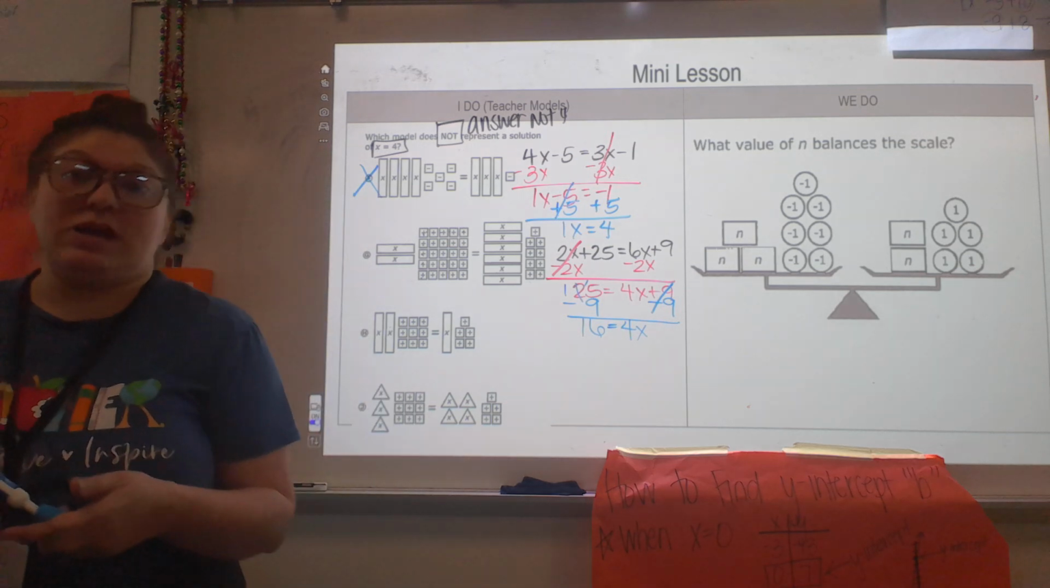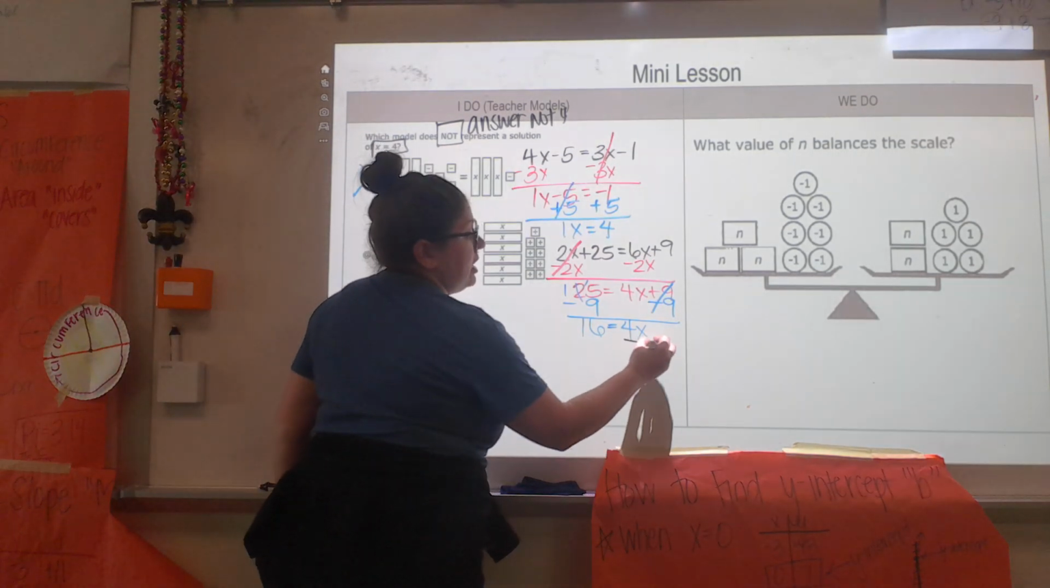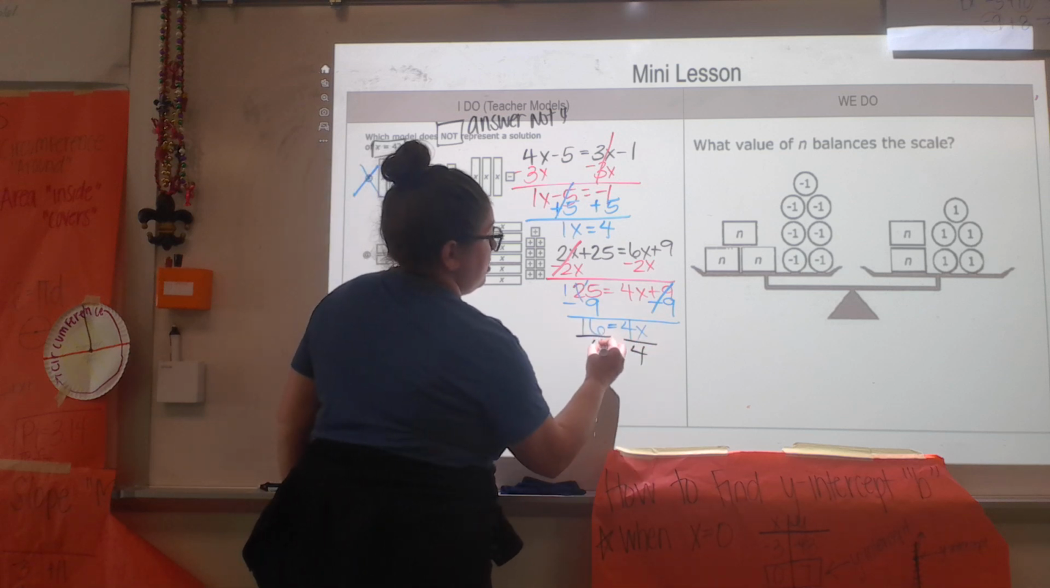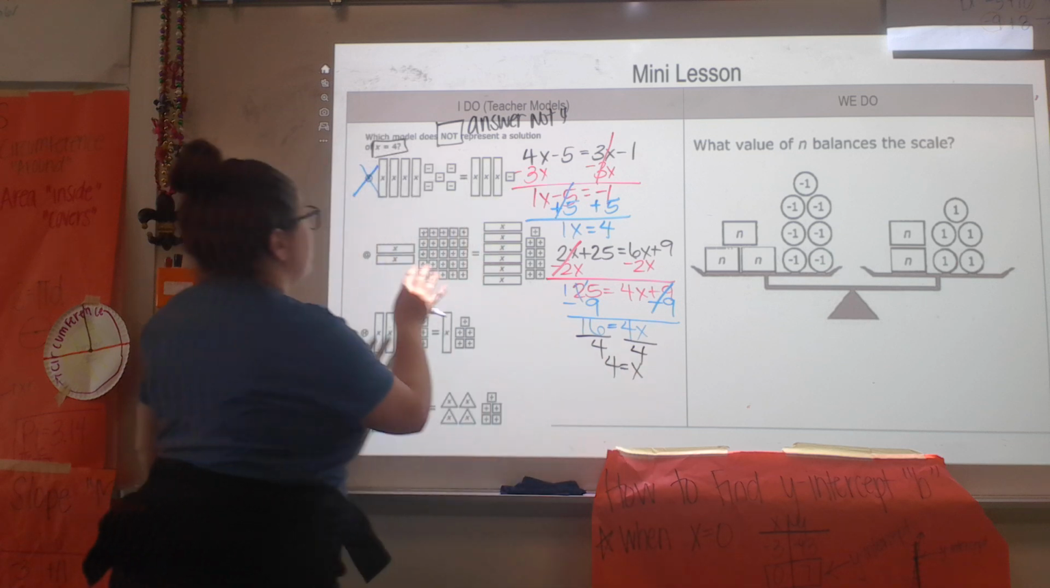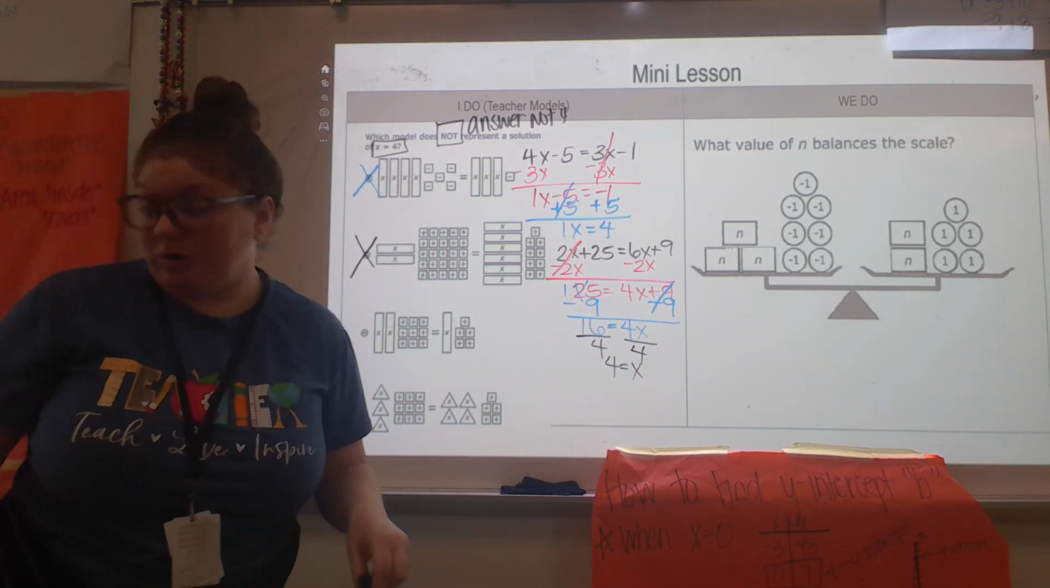Okay, so I need to make it so I have 1x, correct? So I'm going to do the inverse. The inverse of multiplying 4 is dividing by 4. So this gives me 4x, but I want something that is not that. So that cannot be my answer.